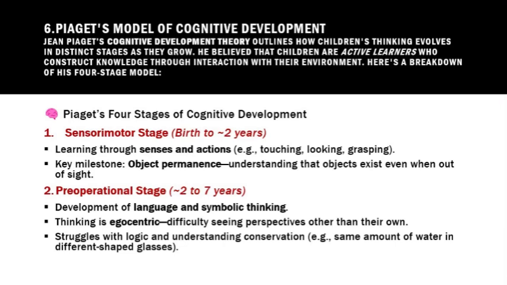Second is the pre-operational stage, from 2 years to 7 years. In this stage, a learner develops language and symbolic thinking. Here thinking is egocentric, meaning difficulty in seeing perspectives other than their own, and struggles with logic and understanding conservation, for example the same amount of water in different shaped glasses.